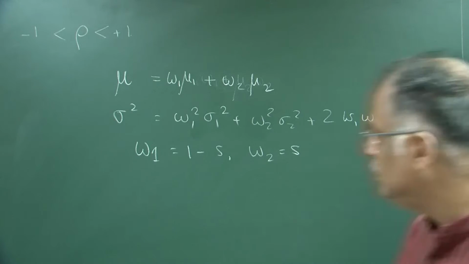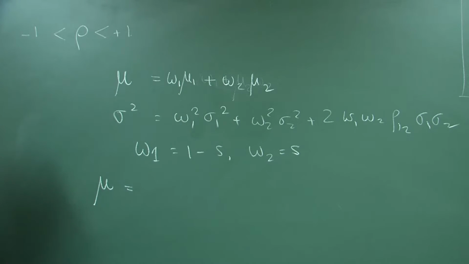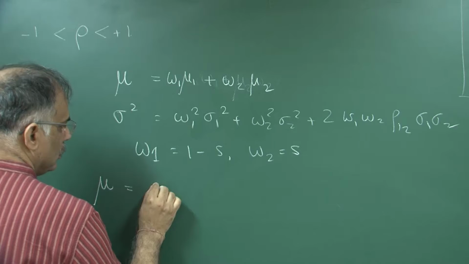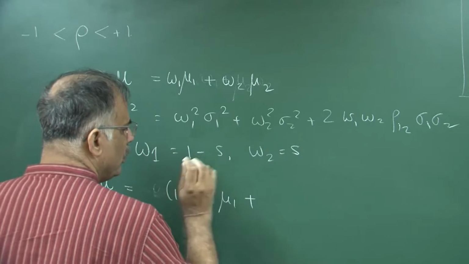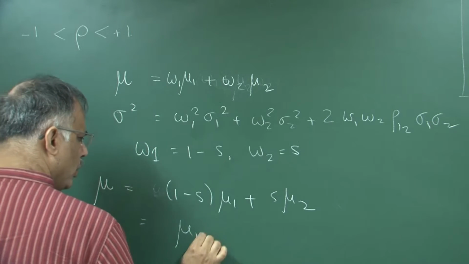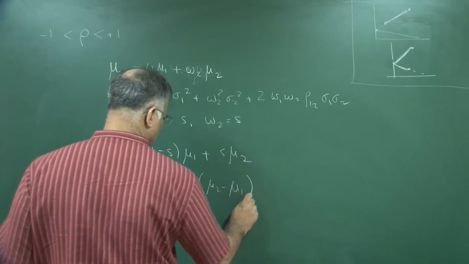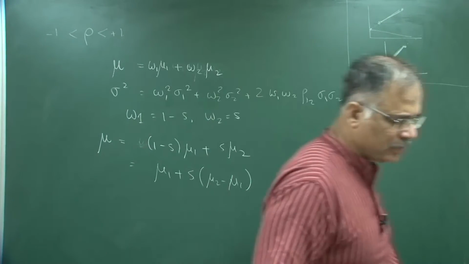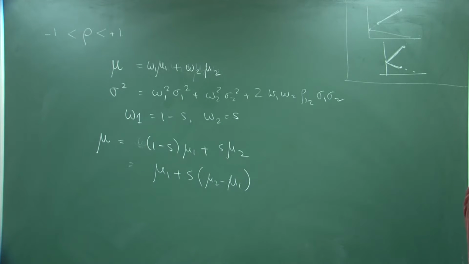Now, I can write down mu. So, what is mu in this case? Mu here is (1 minus S) mu1 plus S mu2, which can be written as mu1 plus S into (mu2 minus mu1). This is a standard way of handling convex combinations. Okay. Once you have done that, you can also write down sigma square.